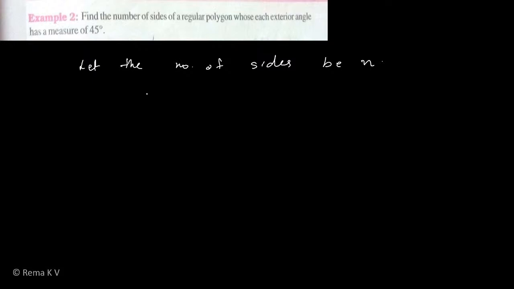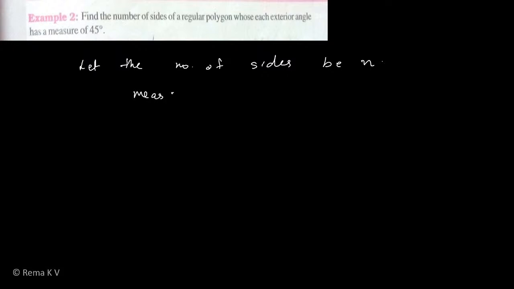What do you mean by a regular polygon? Regular polygon means both equilateral and equiangular. That is, all the sides are equal and all the angles are equal. So if there are n sides, how many angles will be there? n angles. Then the measure of each exterior angle is given as 45 degrees.